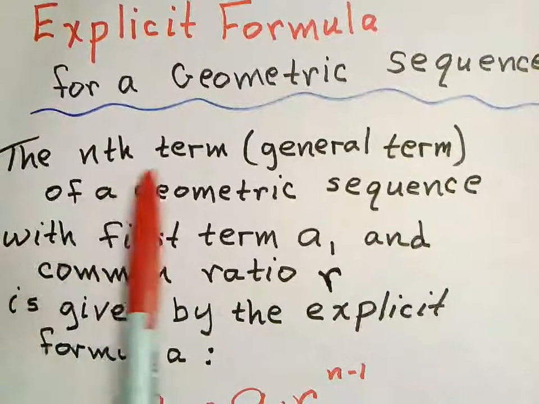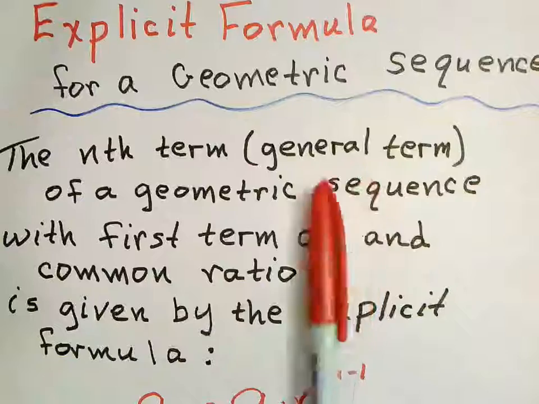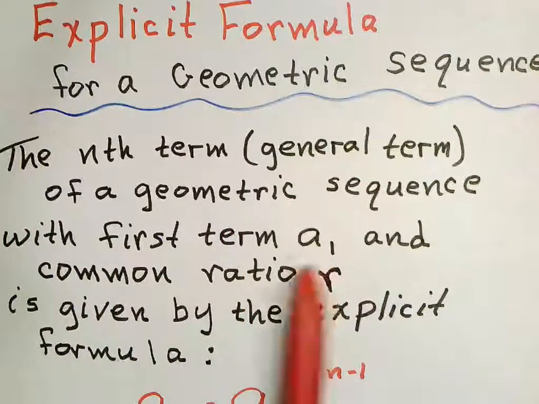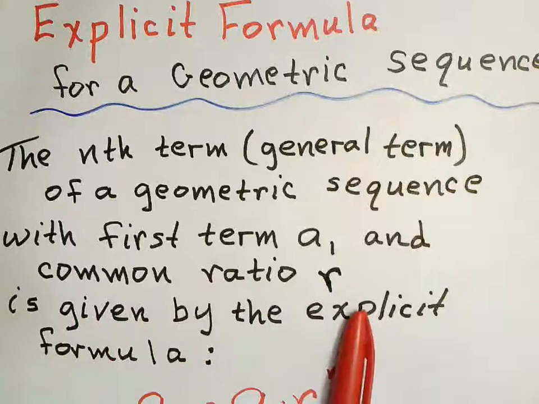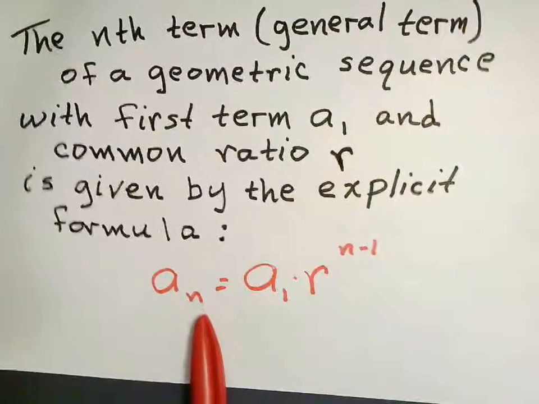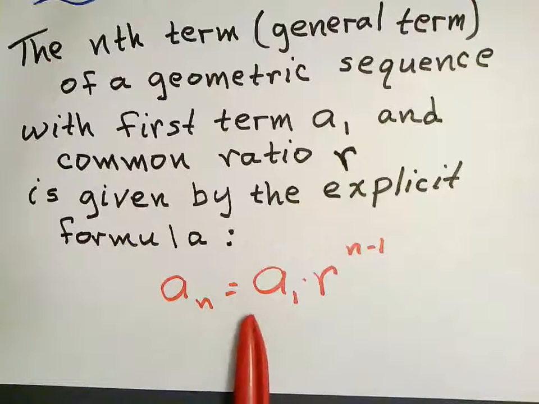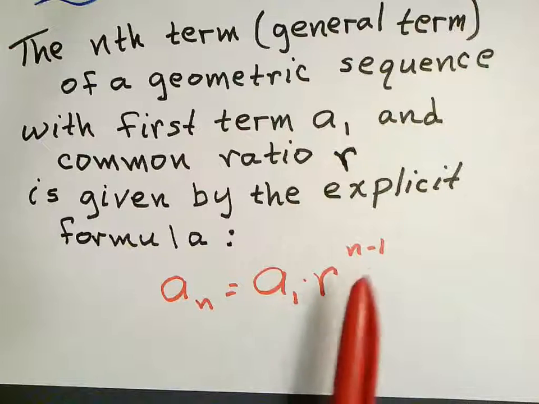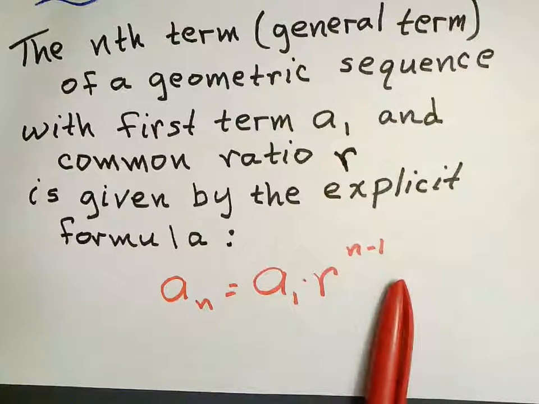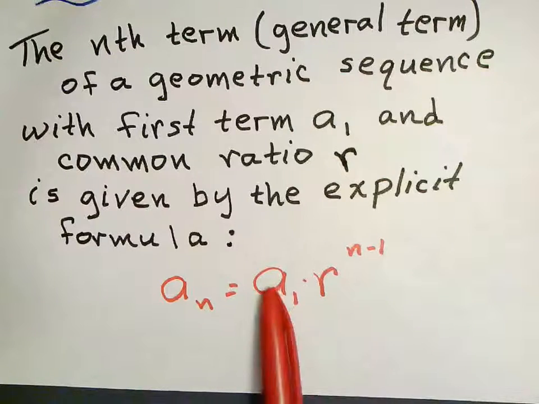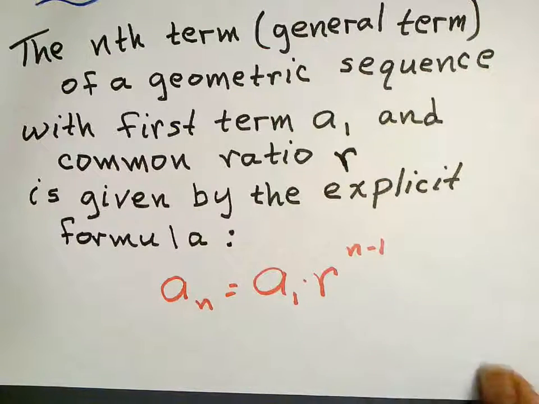It's the nth term, which is also called the general term, of a geometric sequence with the first term, a sub 1, and the common ratio r, is given by this explicit formula. A sub n equals a sub 1, which is the first term, times the common ratio raised to the n minus 1. Notice that the common ratio is raised to the n minus 1, not the a sub 1. So let's look at an example.